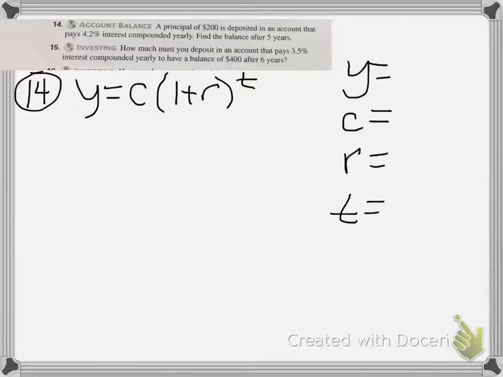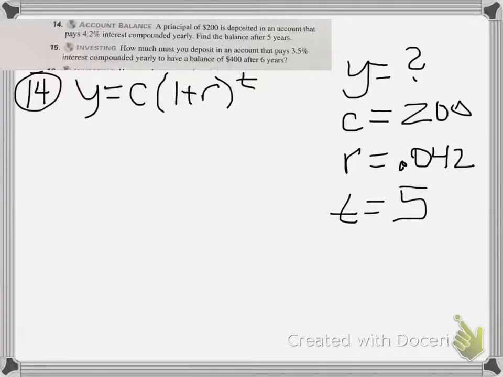In number 14, a principal of $200 is deposited in an account that pays 4.2% interest, compounded yearly. Find the balance after 5 years. So first, we don't know our total balance yet. That's what we're looking for. We have a principal amount deposited of $200. Our rate is 4.2%, and we need to convert that to a decimal. And our time is 5 years. We're now going to plug those in.